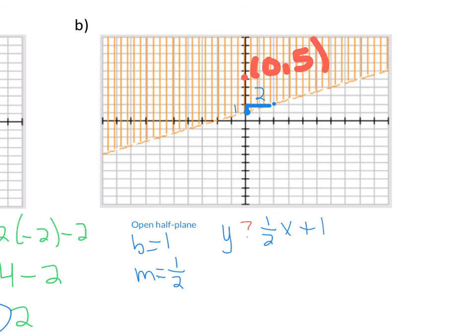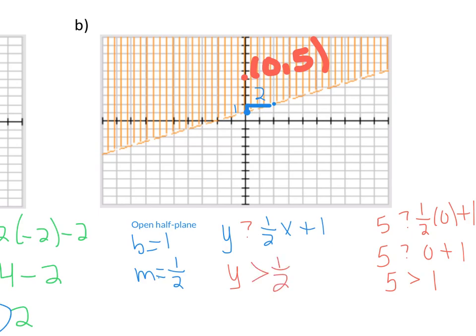So 5 is the y value. 5, again, I don't know what this is yet, 1/2 times 0 plus 1. 1/2 times 0 is 0, plus 1. So on the left we have 5, and on the right-hand side we have 1. I know 5 is greater than 1, which tells me my symbol. It is a dotted line, which means it does not have the equal to part. So my final inequality is y is greater than 1/2 x plus 1. Complete the rest of the notes.